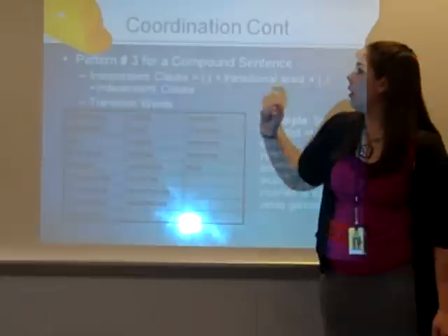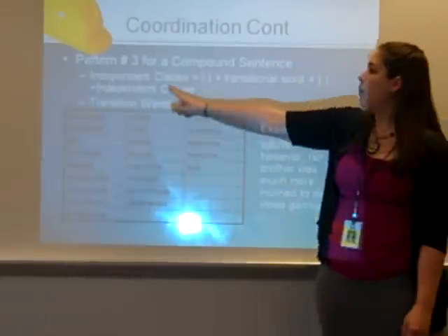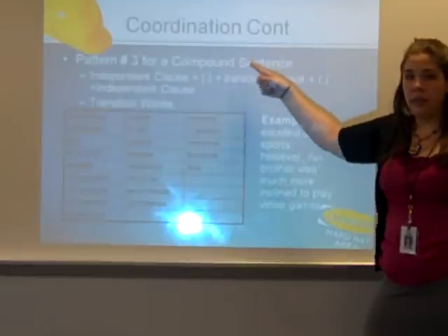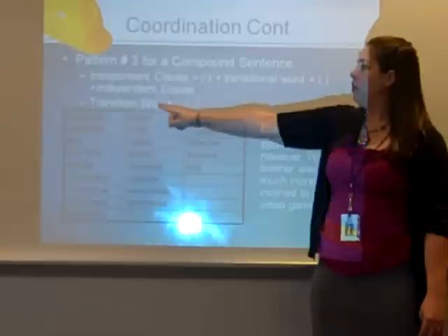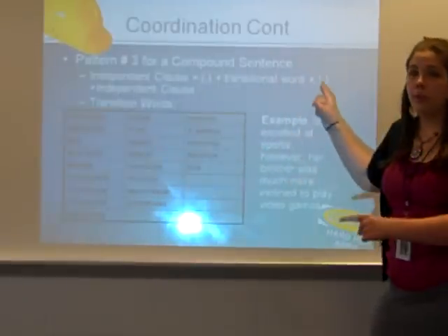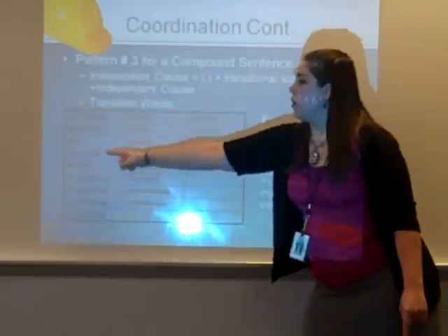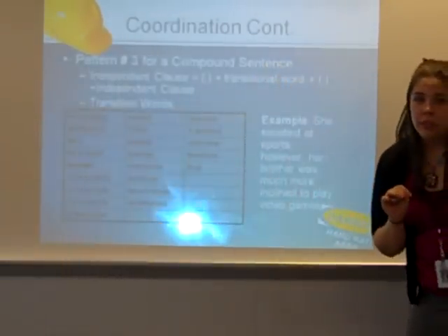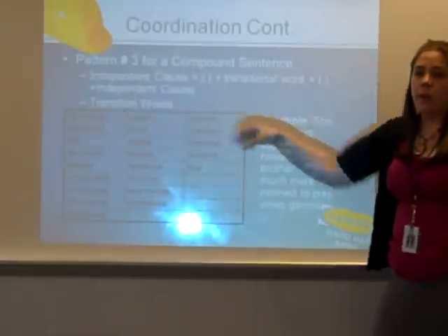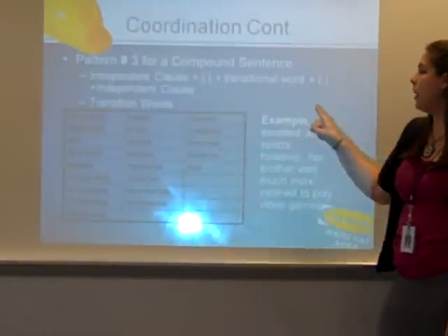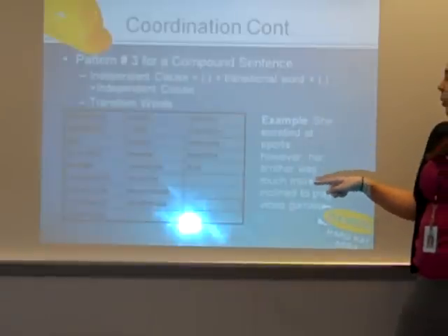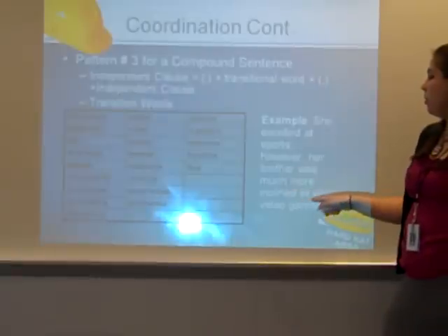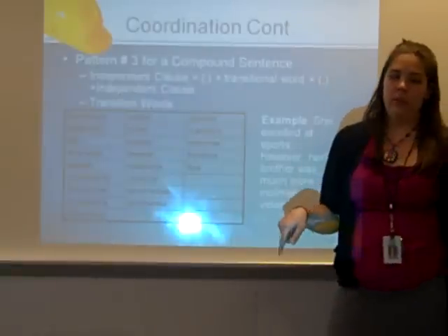And the last one for compound sentence, for coordination: independent clause plus a semicolon, again, plus a transitional word, plus a comma, plus an independent clause. These are super fancy. Your transitional words, I want you to write down 3. Yes, only 3. I want you to try to use those 3 this week when we're looking at grammar. An example of the way this works: She excelled at sports; however, her brother was much more inclined to play video games.